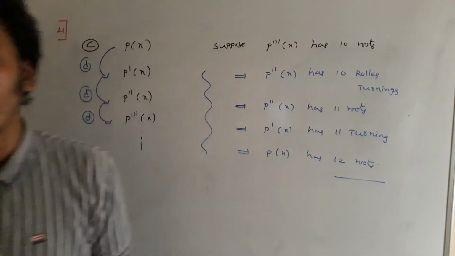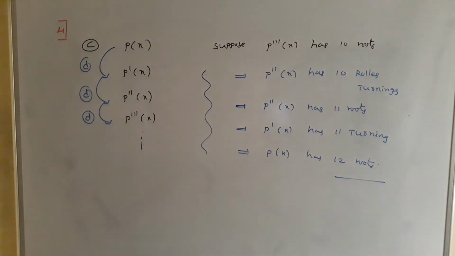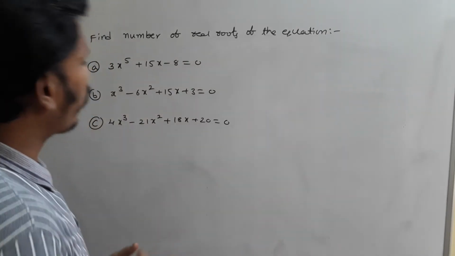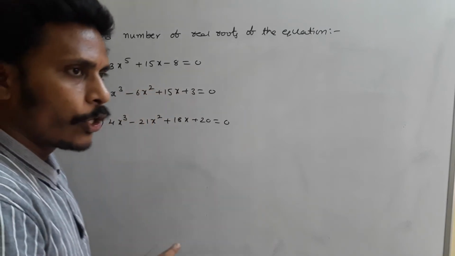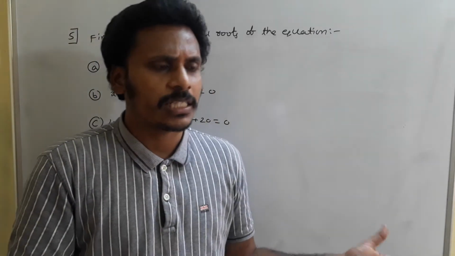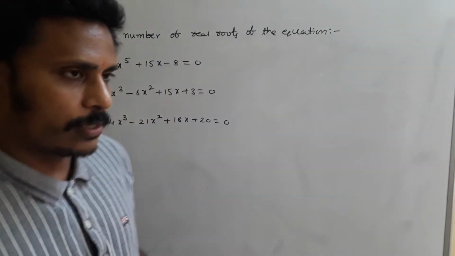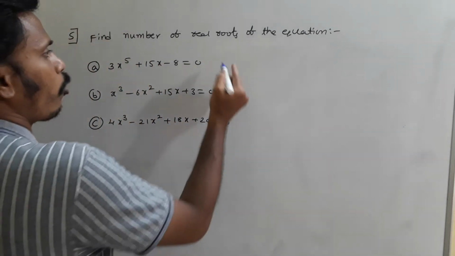I will give you some problems now to solve. Just have a look. Find the number of real roots of the given equations. I am going to find out the number of real roots for these problems one by one using Rolle's theorem. You may say it as statement 1 or statement 2. At the end we just use Rolle's theorem. So think about the first problem.